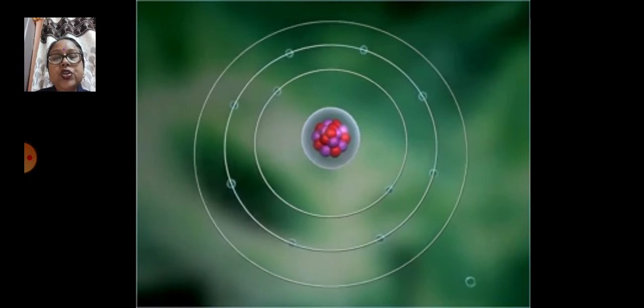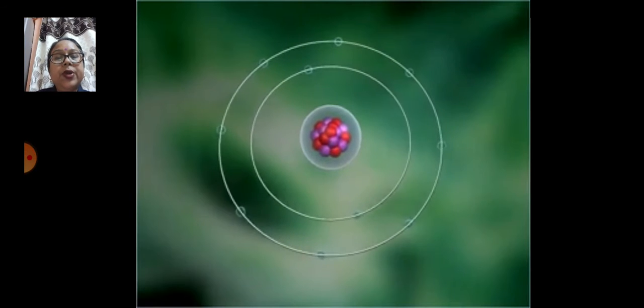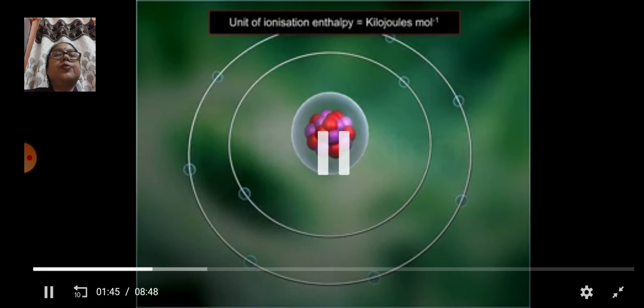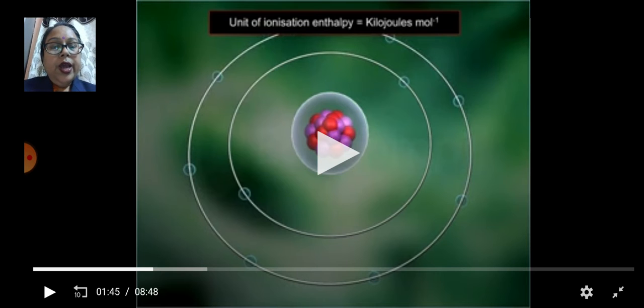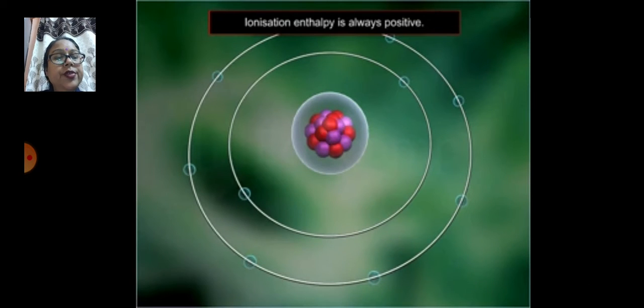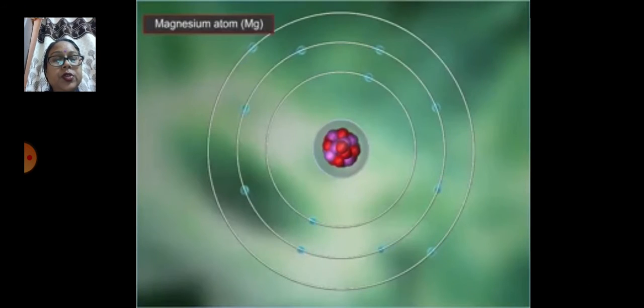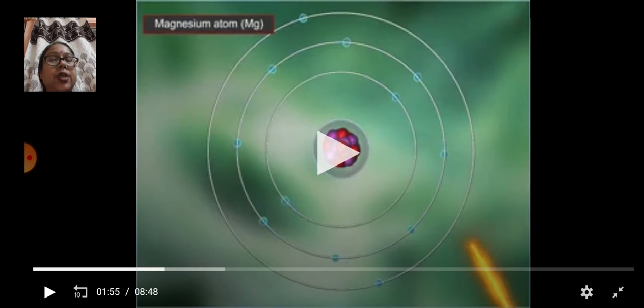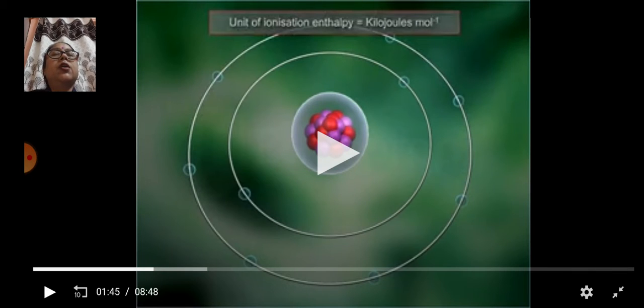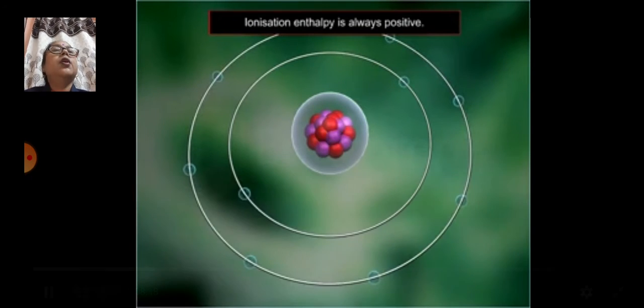Let's explore ionization enthalpy. Ionization enthalpy is the energy required to remove an electron from a gaseous atom or ion in its ground state. And ionization enthalpy is expressed in kilojoules per mole. As the process of removal of an electron is always associated with absorption of energy, ionization enthalpy is always positive.